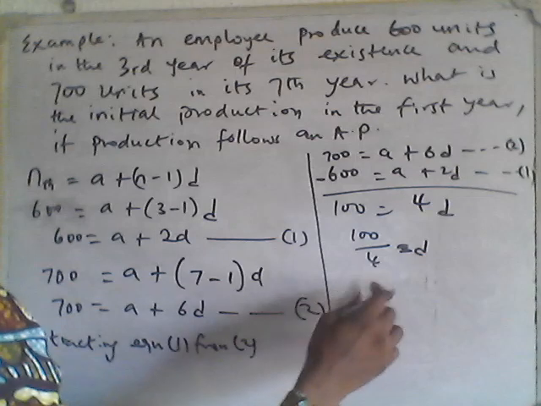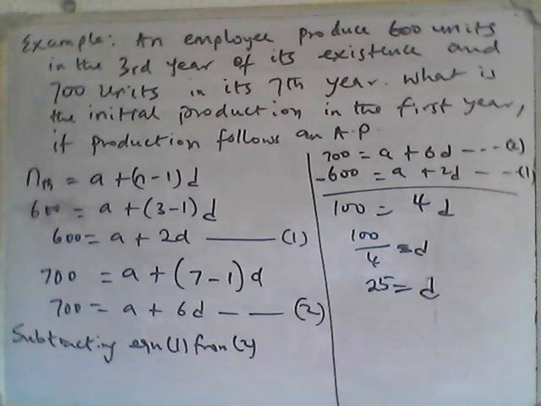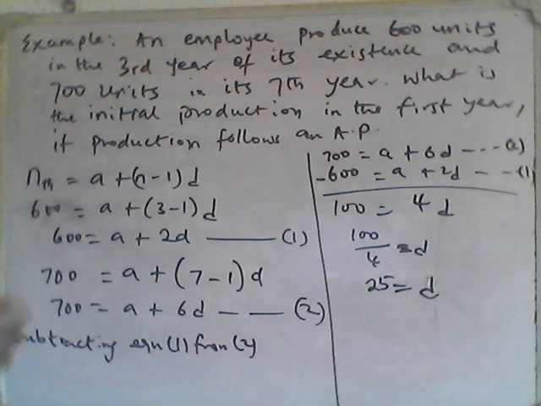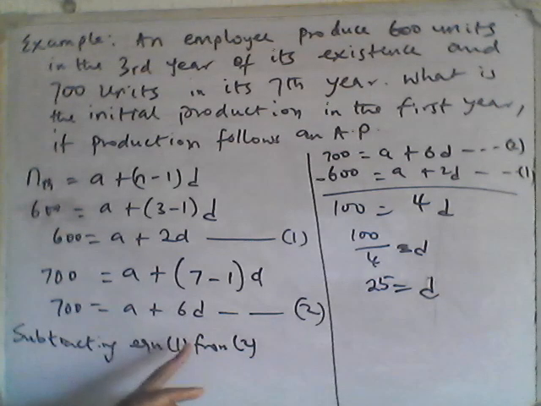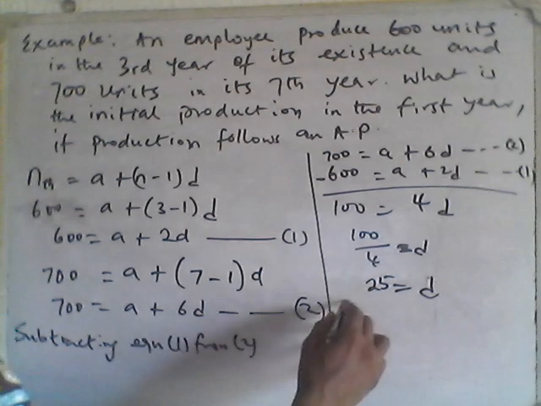100 divided by 4 will give me 25. So the common difference is 25, but that's not my goal. My goal is to find the first term, that is the first initial production. So where do I go? I can put D in the equation. I have equation 1 like this, equation 2 like this. I can put D in equation 1 to get A. So substitute.